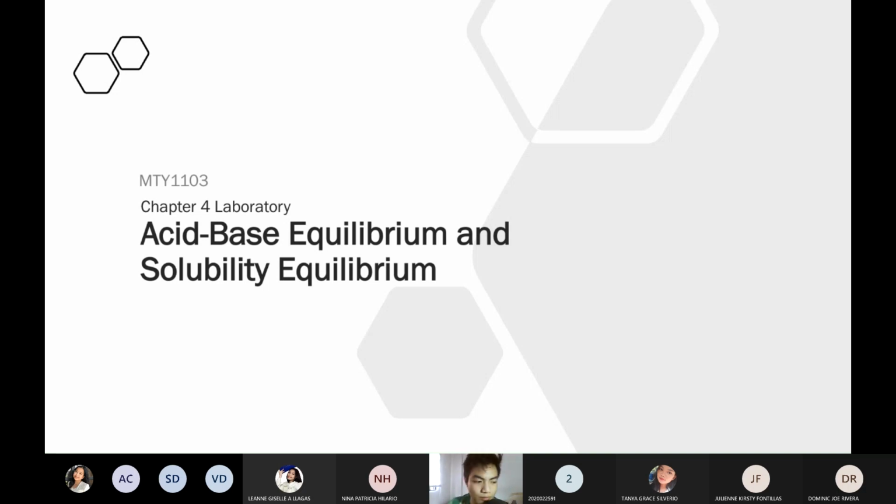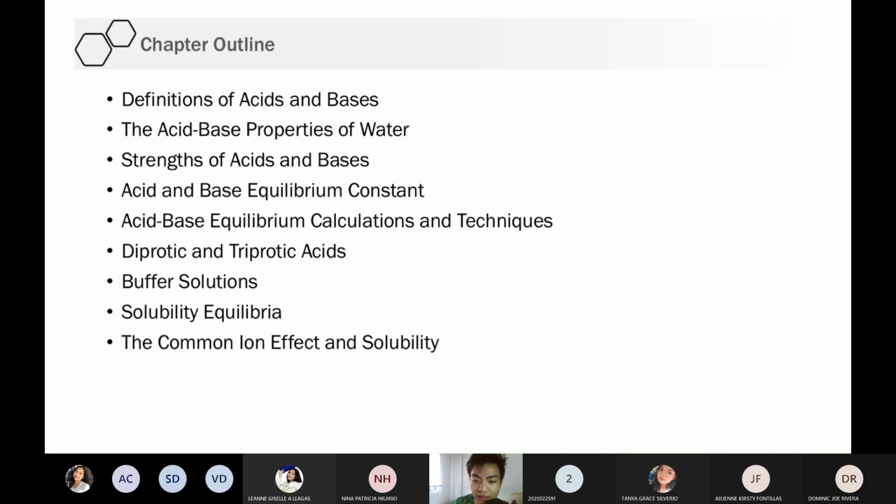Okay, so let's continue with solubility equilibria. Last time we were able to talk about acid-base. So, na-cover na natin yung kailangan i-cover sa topic na to. We were able to know how to write the K for acids and bases. For acids, that's called Ka. And then for bases, that's called Kb.